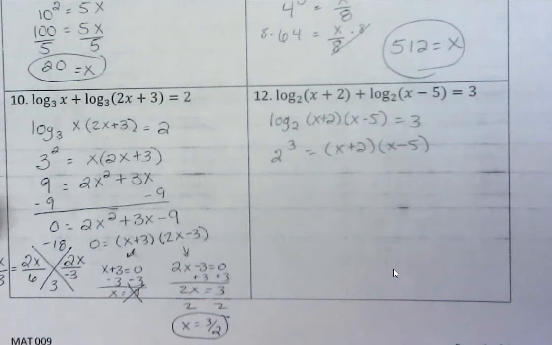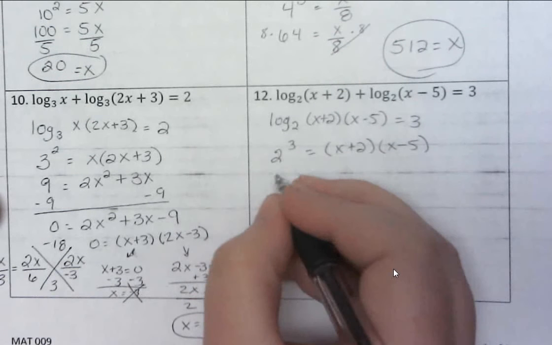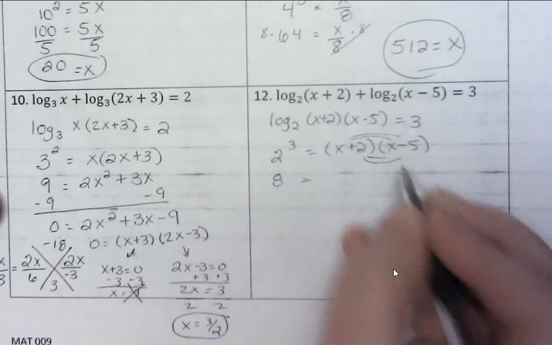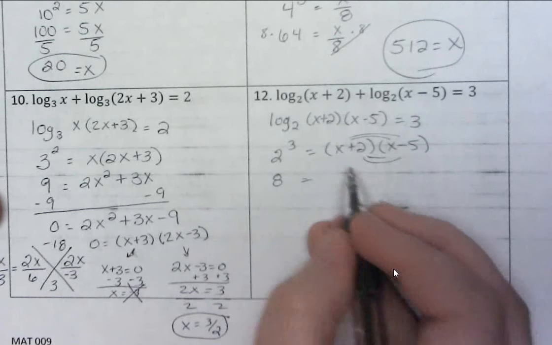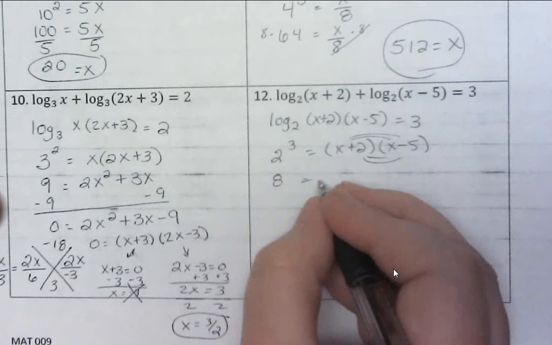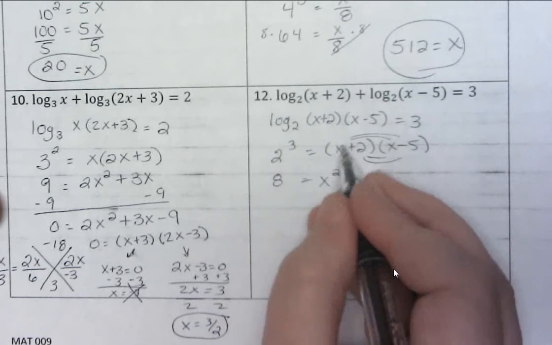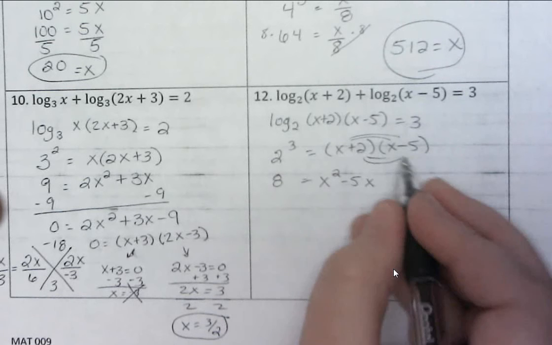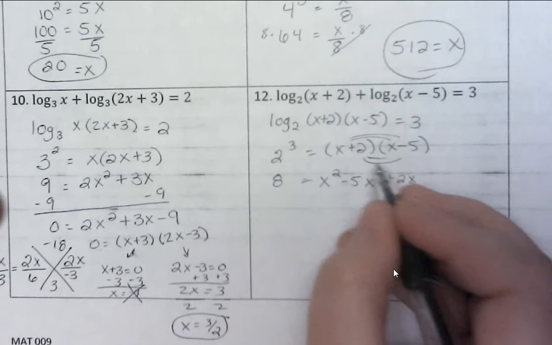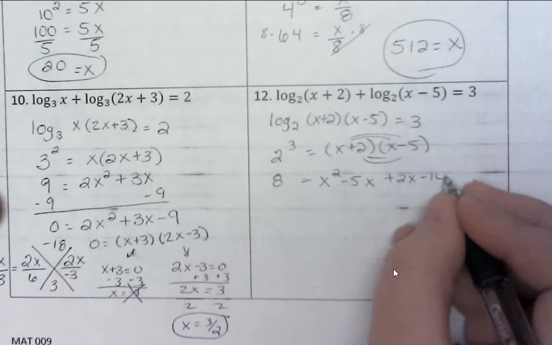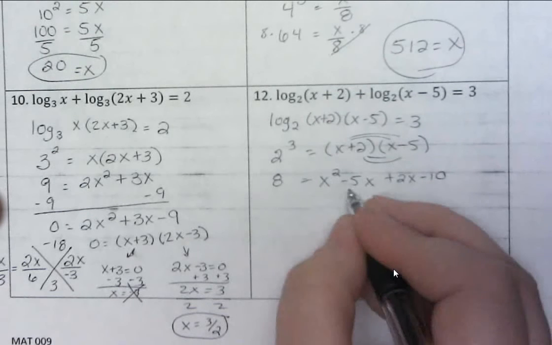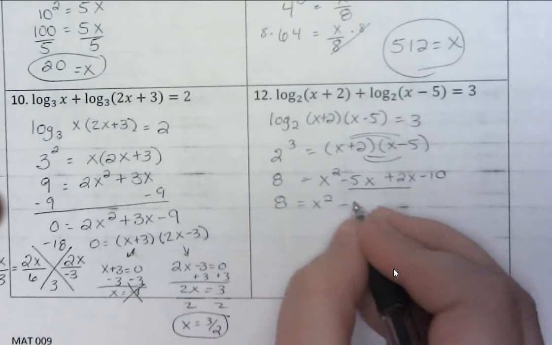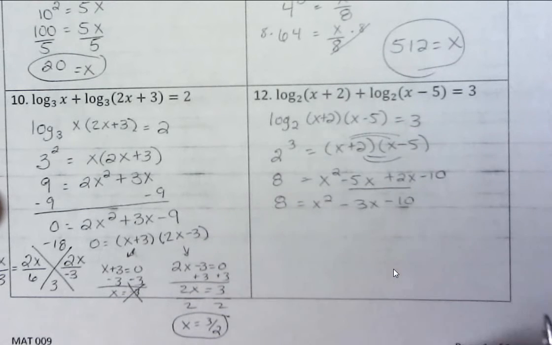And then we're going to say 2 to the third power is 8, and I'm going to distribute right here. So x times x is x squared. X times negative 5 is negative 5x. 2 times x is 2x. 2 times negative 5 is negative 10. Now we're going to combine those like terms to get 8 equals x squared minus 3x minus 10.